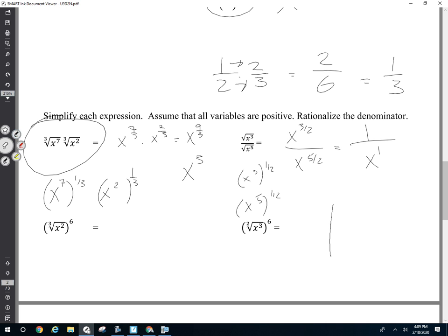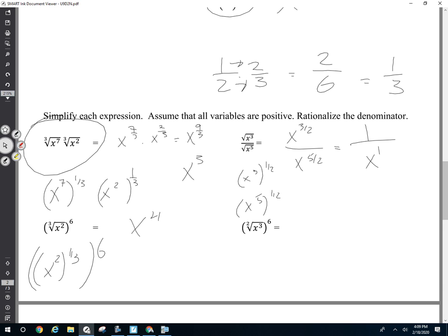Look at this guy. The cubed root of x squared to the 6th. Oh gosh. You know what I would do? x squared to the 1/3 to the 6th. What do I do with these 3 numbers? Multiply. 2 times 6 divided by 3. This is x to the 4th.